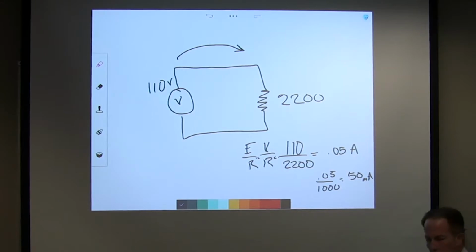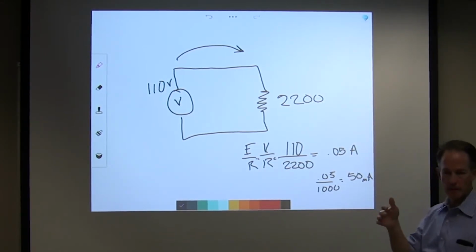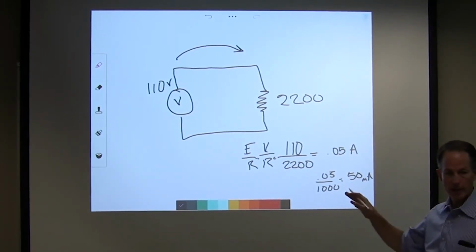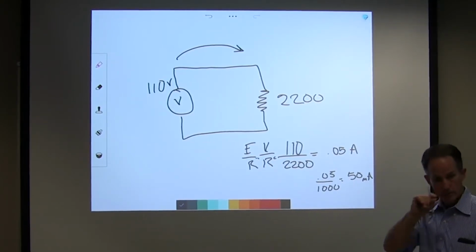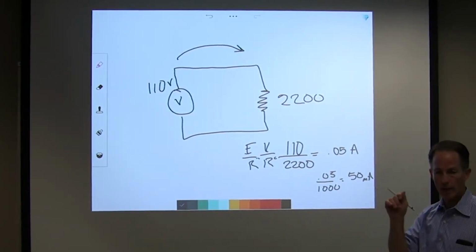Okay. So we're going to talk about 4 to 20 milliamp signals in a little bit, and I want you to understand that we're talking about really tiny current flows, right? We're not talking about big stuff.